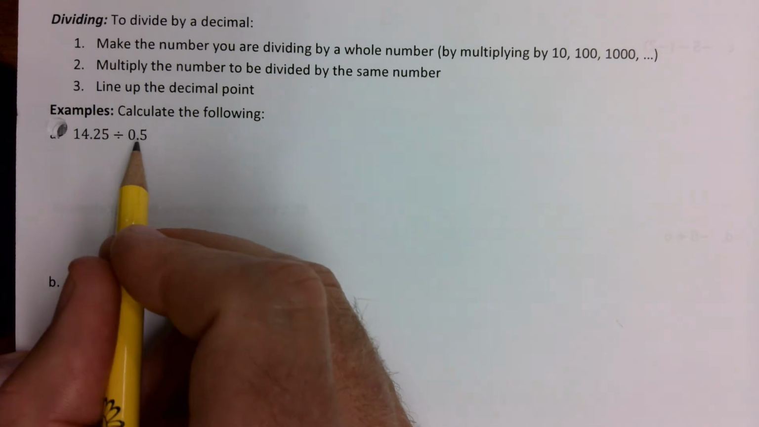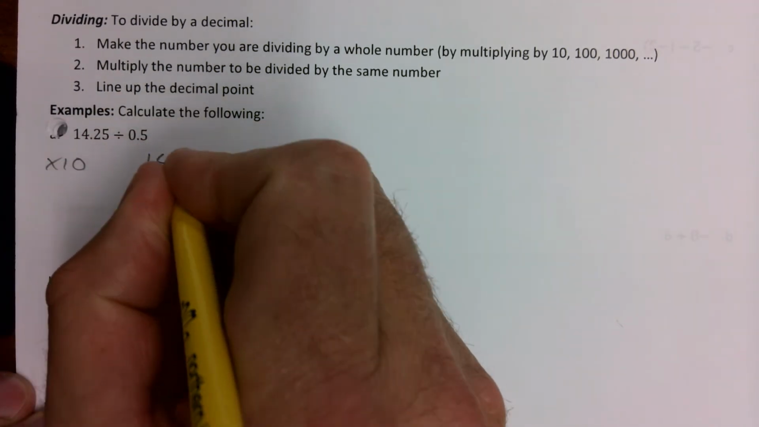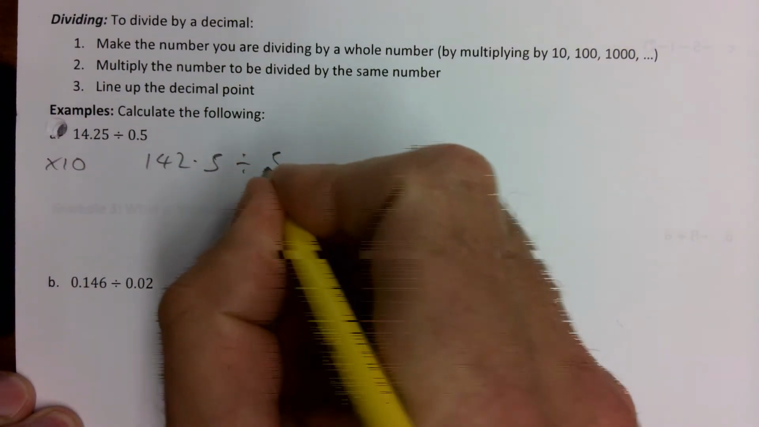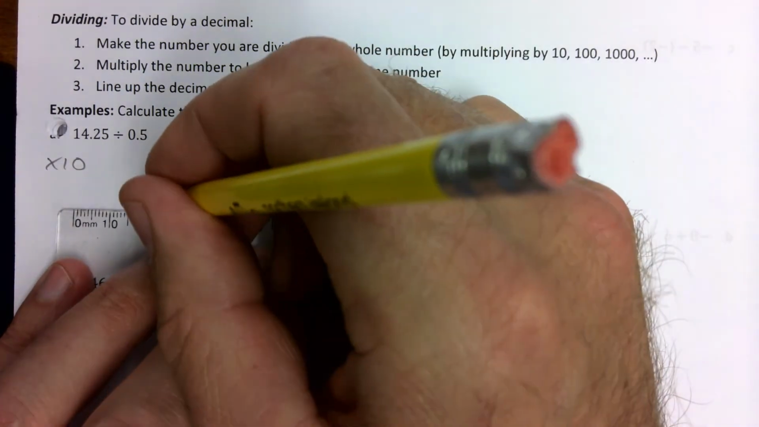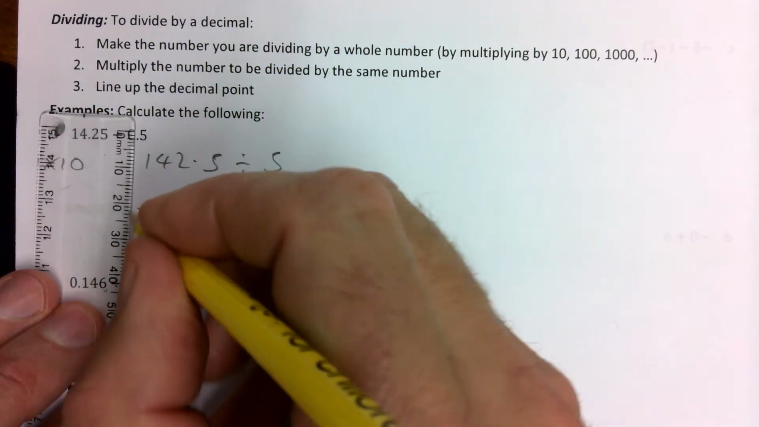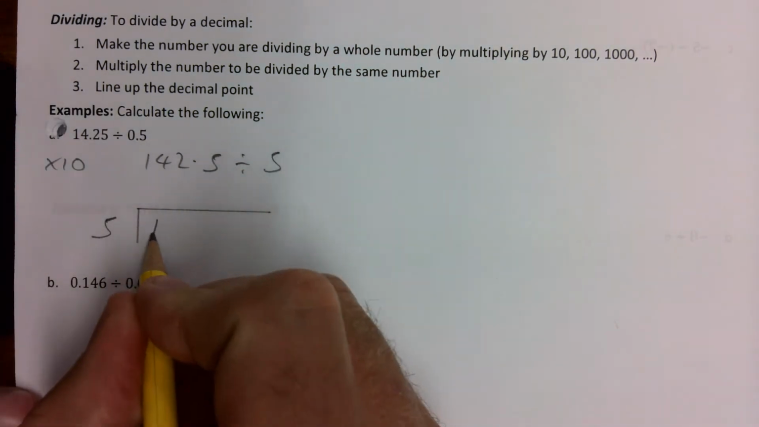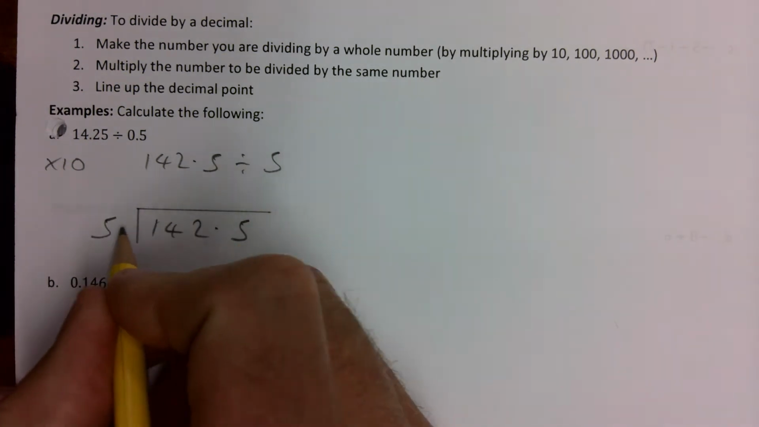So if we multiply through by 10, that'll give 142.5 divided by 5, and again we just set it up then as a division. And 142.5. 5 into 1 doesn't go.